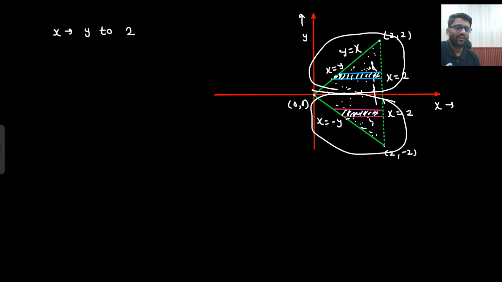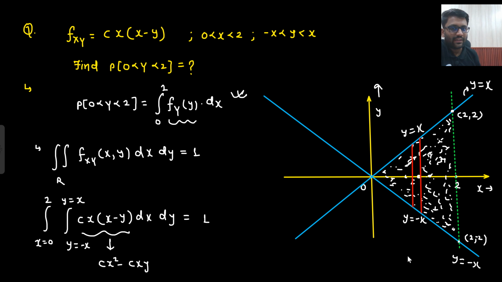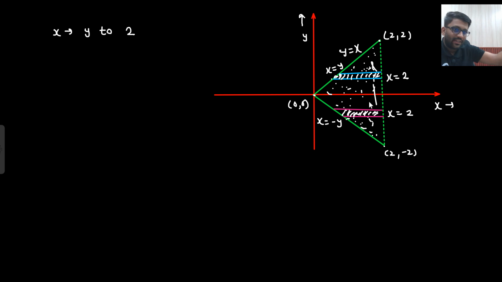Is that clear to you or not? So this is how you will take the limit of x. It's not that sir, x is going from 0 to 2. That doesn't make any sense. You need to see in this particular region of operation. You are working in this region, so you will take the strip. x is going from y to 2 and here x is going from minus y to 2. How is y going? In this region, y is going from 0 to 2, right? If you move the strip upward, y is going from 0 to 2.